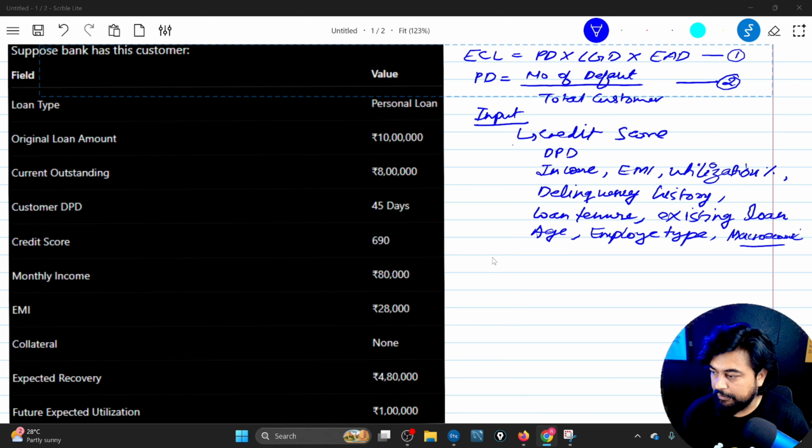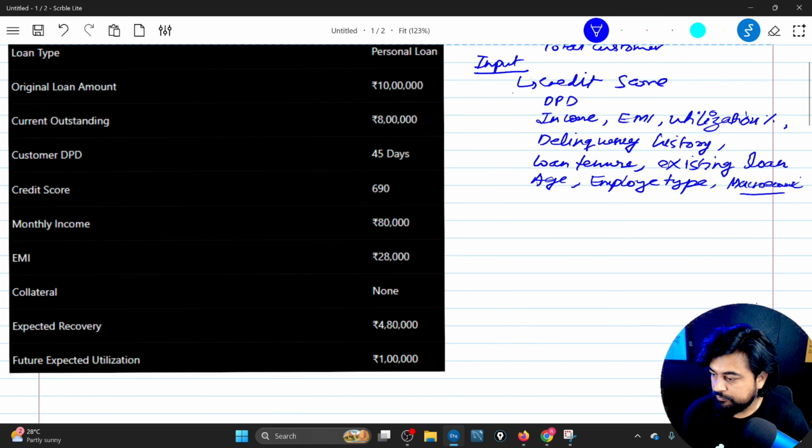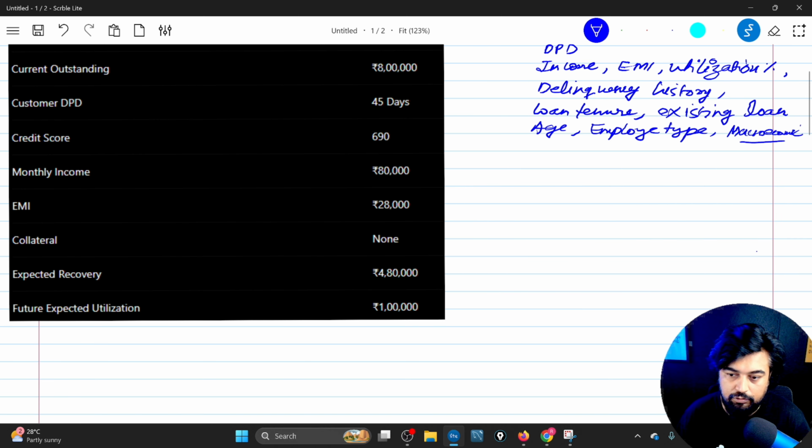Now, how do you calculate? Okay, so we'll talk about that now. When you are doing the calculation of PD, how will you do that? Suppose the bank studied the historical data, okay, like they have already done some research on their historical data. They have done research on, let's say, some 10,000 customers from the past.